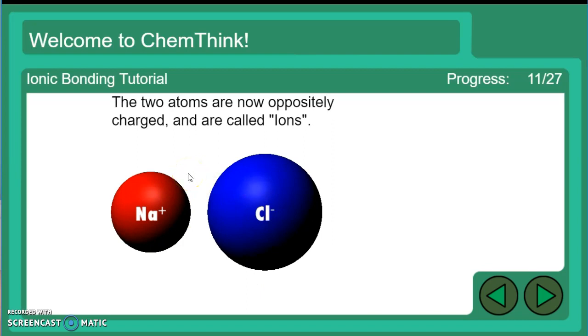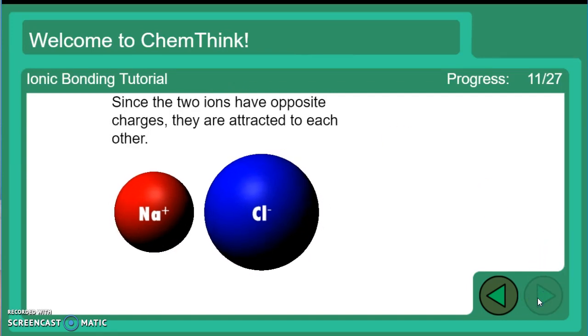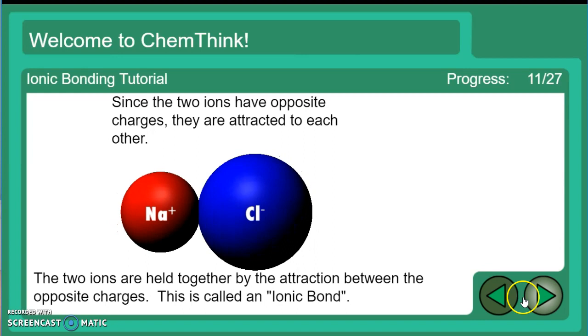That next layer makes the chlorine larger. The two atoms become oppositely charged. They're ions, and they're oppositely charged. So not only is there a transfer of electrons, but since they're oppositely charged, they attract, because that opposite attraction forms a bond. And that's called an ionic bond.